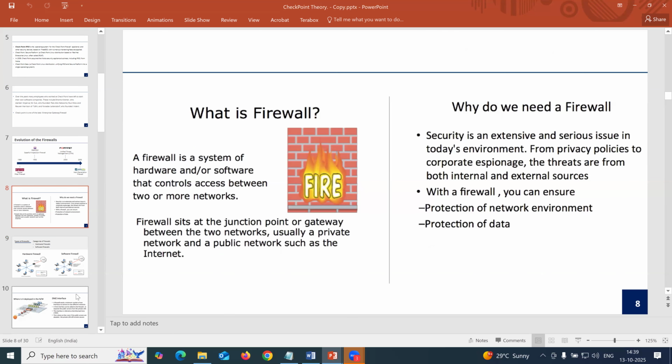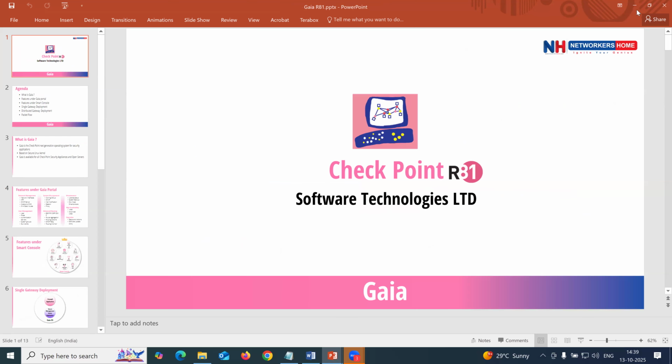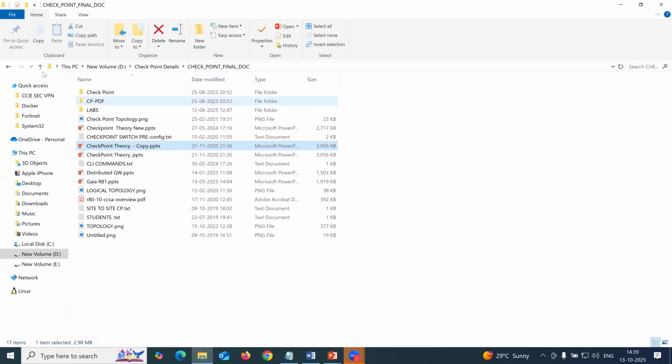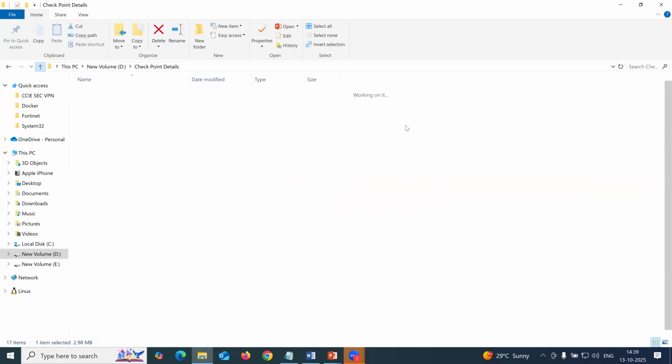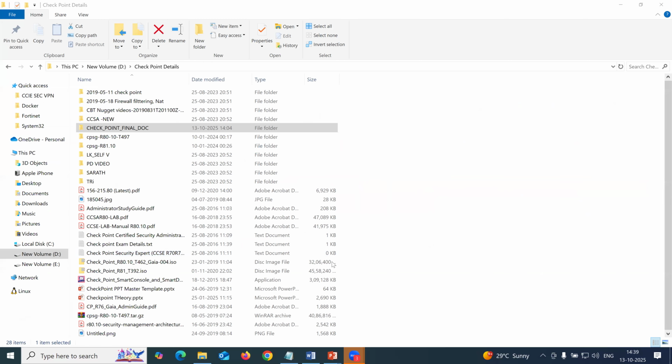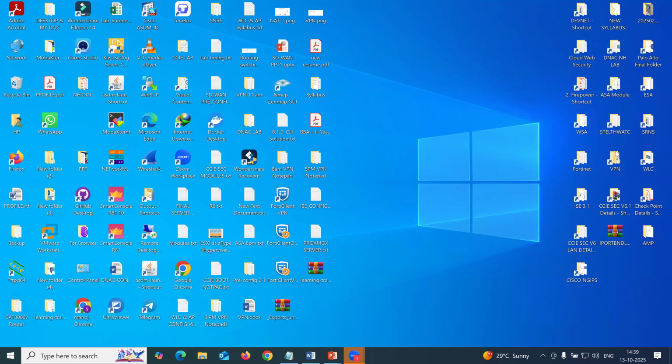What is a firewall, guys? Sir, a firewall is a network security device or software that monitors and controls incoming and outgoing network traffic based on predefined security rules. Perfect. Okay. Anyone else? A firewall is a security device that controls and monitors outgoing and incoming traffic, which is predefined.